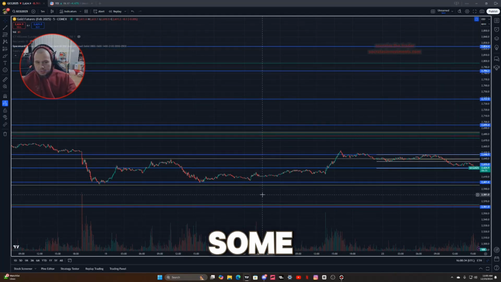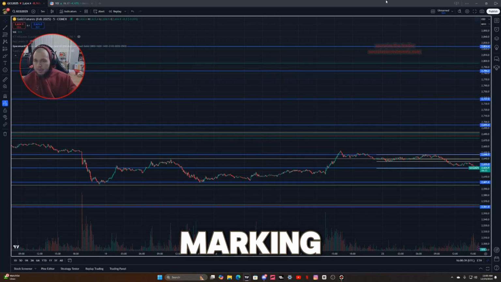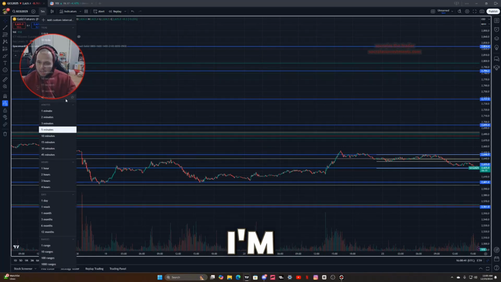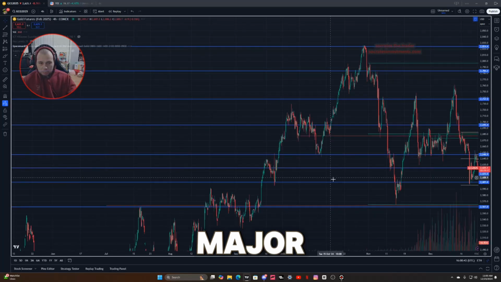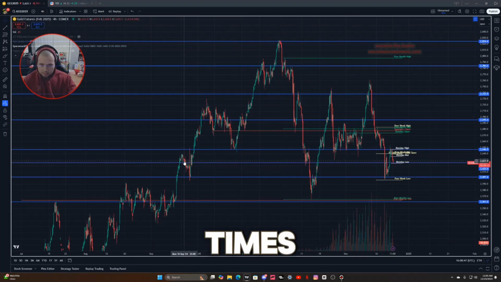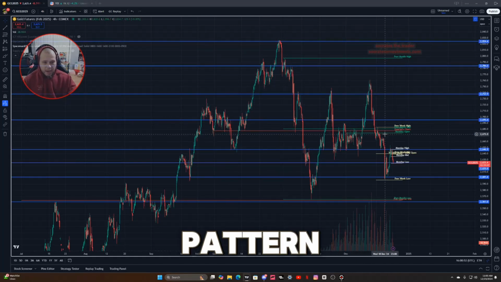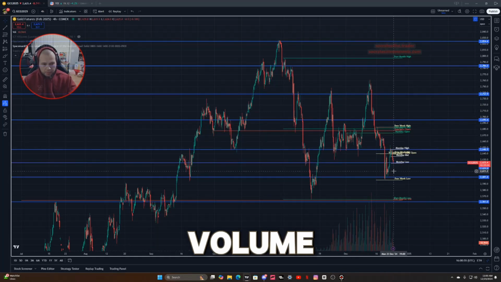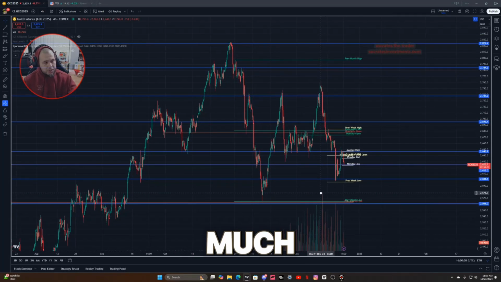It's just some people will mark every little change they see. I'm only marking, we'll go back to the 4 hour, I'm only marking major areas where it pivoted a bunch of times, you know, not just once, but a bunch of times, because I like patterns, pattern recognition with volume. And that's pretty much it, guys.